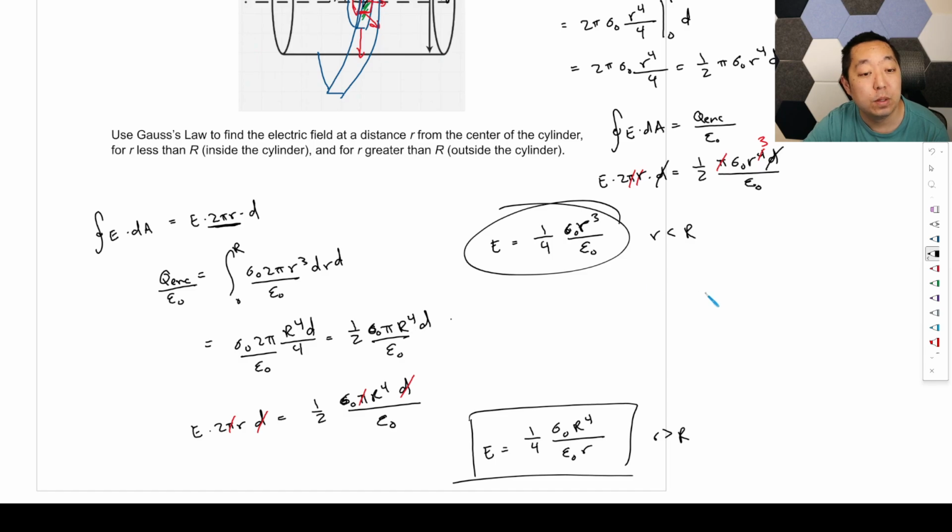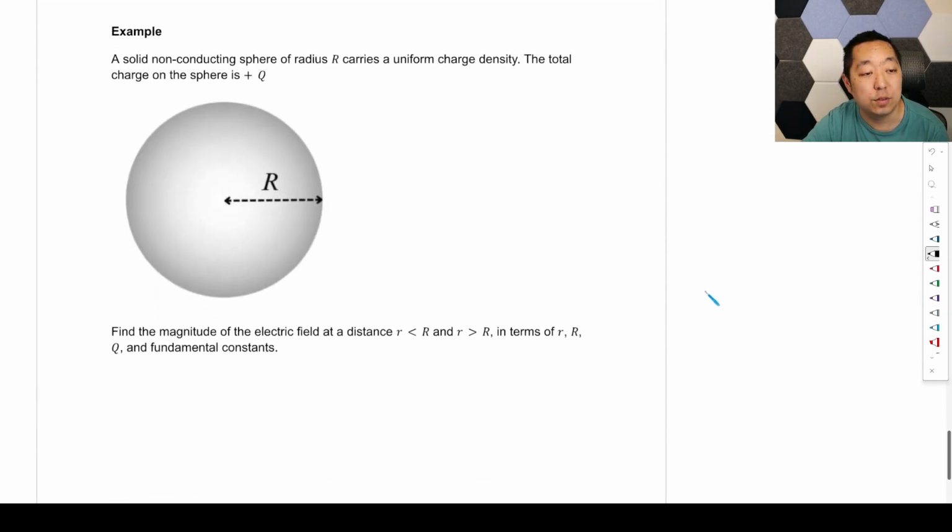All right, let's take a look at a sphere. Sphere is the last common shape that has pretty symmetry. This will have radial symmetry, but not from an axis. Because it's a ball, it's going to be radially outward from the center of the sphere. So we have a total charge there. We want to again find the magnitude of the electric field, r less than big R and r greater than big R, in terms of this thing. So it's almost the same setup, but now we're doing a sphere. And this is a uniform charge density, so we don't have a charge density there.